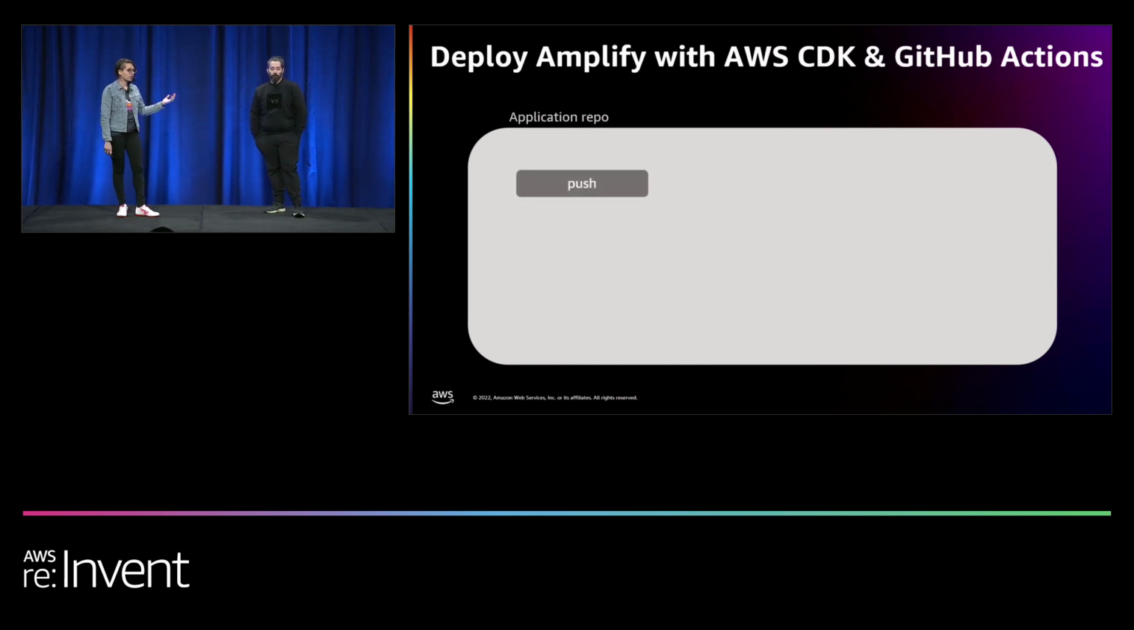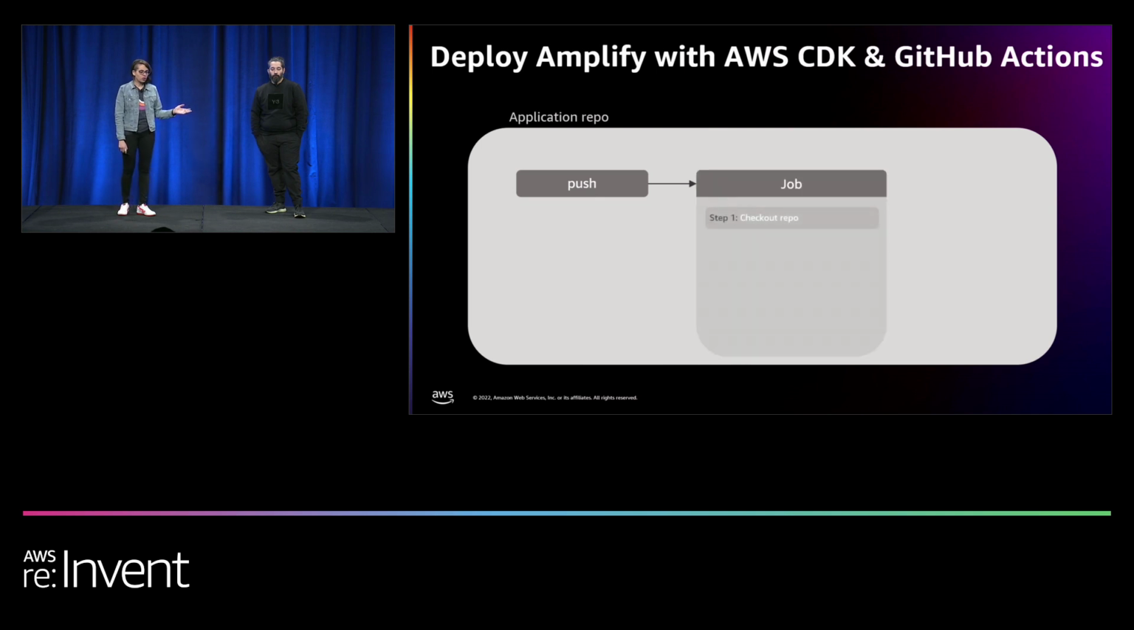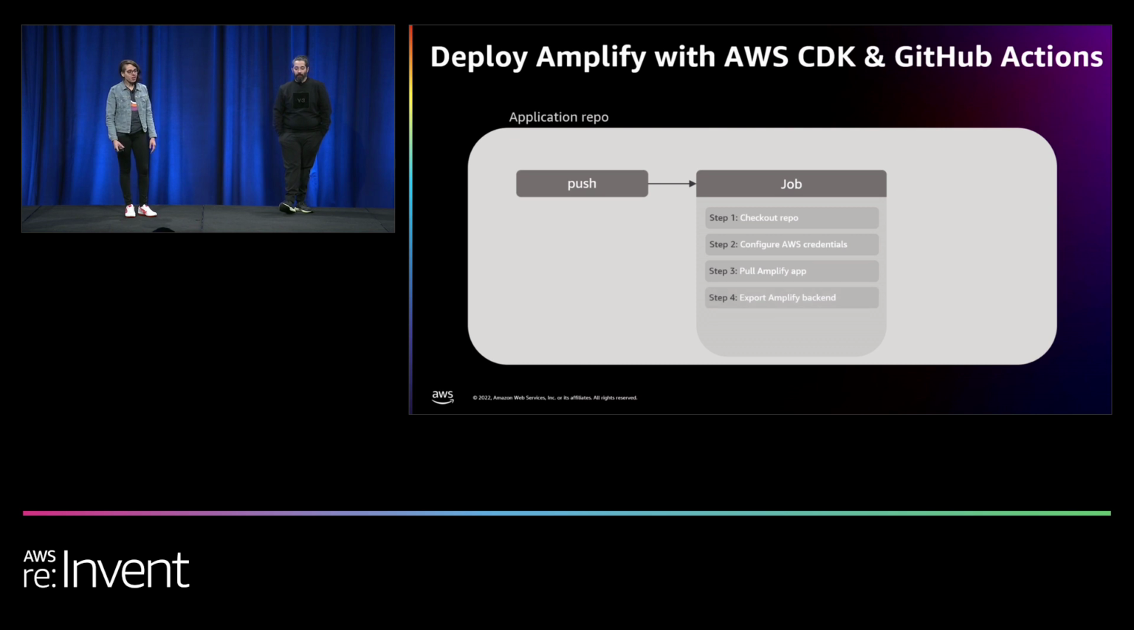So we set up 2 GitHub workflows, one on the application repo and one on the infrastructure repo. For the application repo, whenever we have a push to the main branch, we run a job that checks out our repo, so there's an action for that. Configure our AWS credentials, there's an action for that as well. And then it will pull the Amplify app, that's where we had to write a lovely shell script. Yep. It will run that Amplify export command that we just showed you, and then it will trigger the infrastructure workflow so we can deploy everything here using CDK.